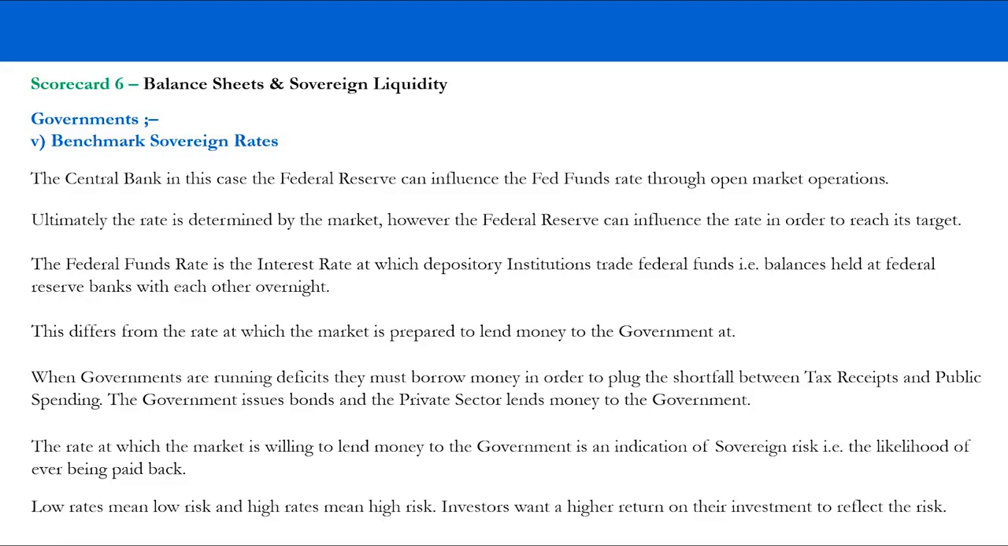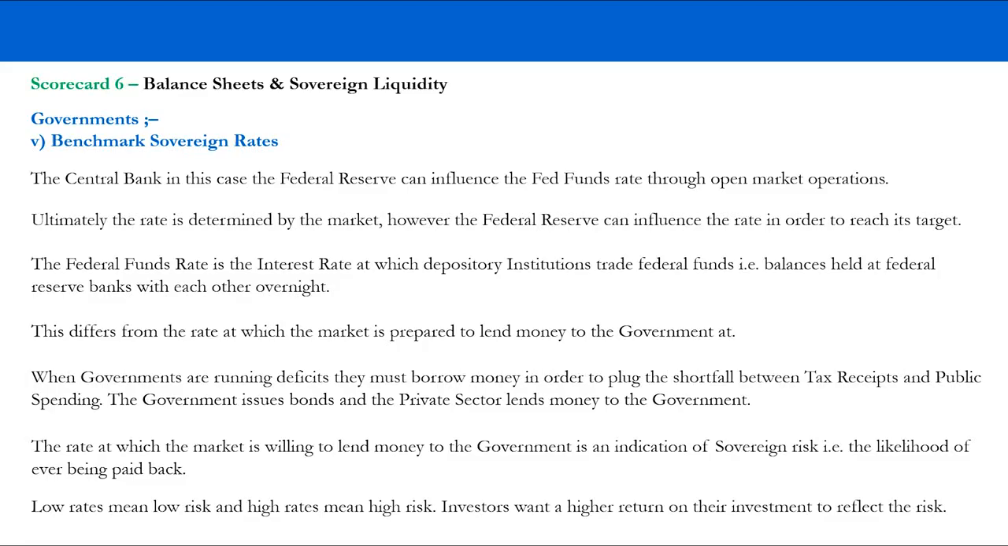In our foundation, we looked at the Fed funds rate. We looked at the Fed funds rate earlier when we were looking at interest rates in the United States. The Fed funds rate is a different variable, different mechanism to benchmark sovereign rates. The central bank, in this case the Federal Reserve, as we've already seen previously, can influence the Fed funds rate through open market operations, so the buying and selling of bonds. Ultimately, the rate, though, is determined by the market. However, the Fed can influence the rate in order to reach their predetermined interest rate target.